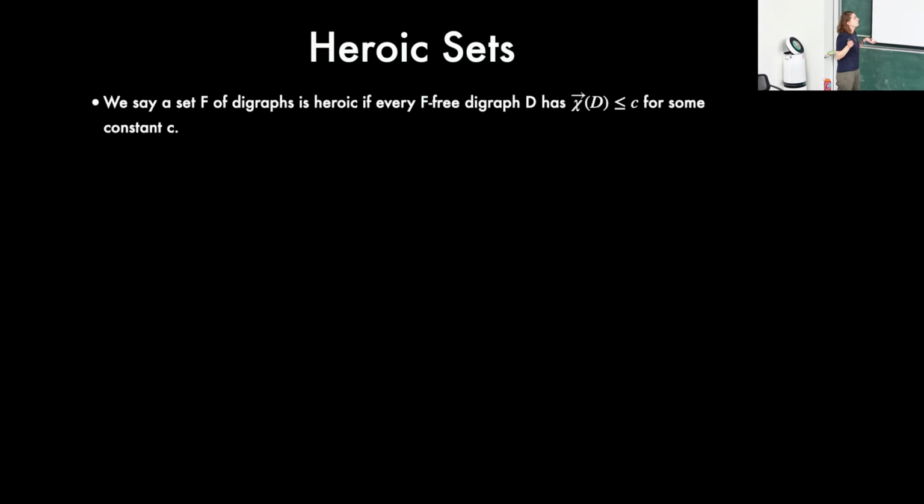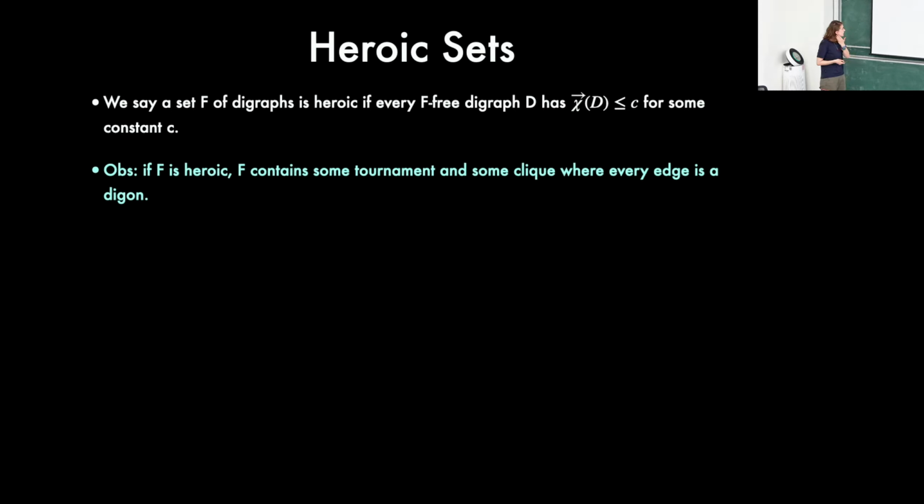So we care more about what happens in general digraphs. We know what happens for tournaments. What about the class of all digraphs? We call a set F heroic if the F-free digraphs are C-dicolorable for some constant C. And clearly, if it's heroic, it has to contain some tournament. Otherwise, F-free digraphs contain the class of all tournaments, which can have arbitrarily high dichromatic number. Also, it has to contain some clique where every edge is a digon.